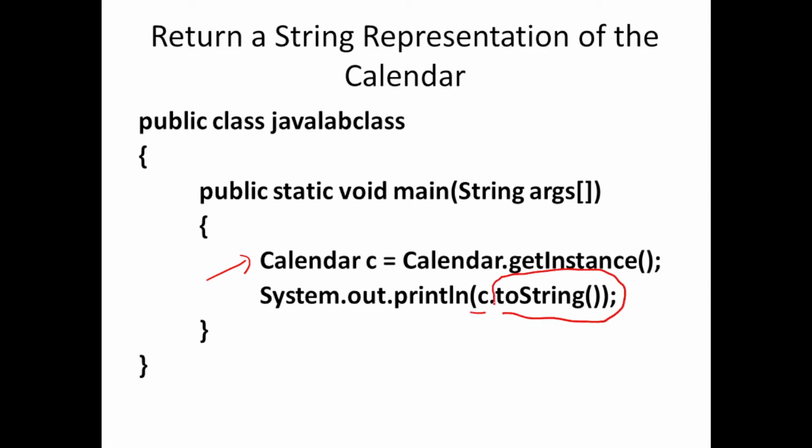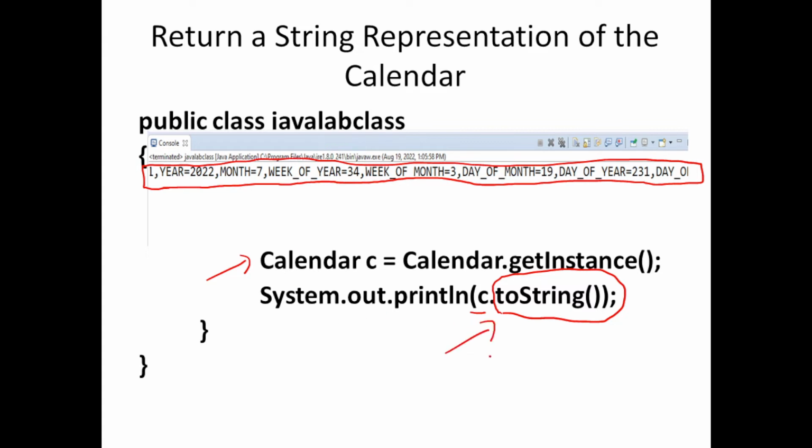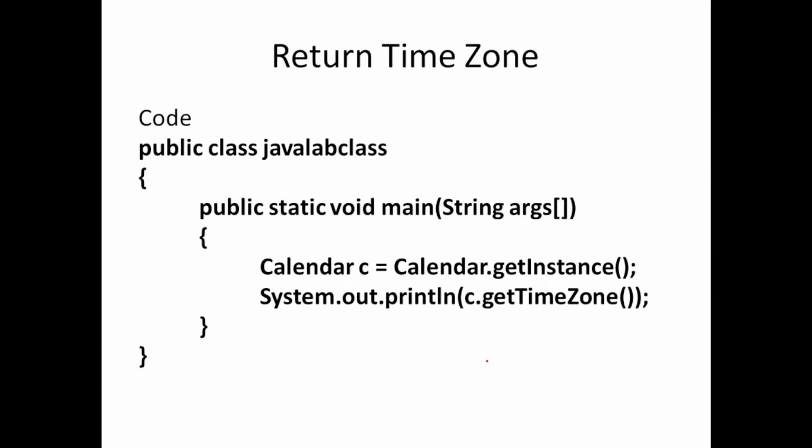So toString will return all the attributes of the calendar instance in the form of a string. So you're going to get a large string like this. So this is a string representation of your calendar instance. So month, week of the year, week of the month, day of the month. So everything is a large string. And you can return the entire instance as a string too. That is the use of this particular method.